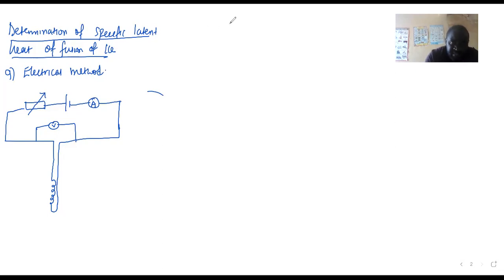So if we are to have this as our ice, if this is the ice, to take on such a shape, placed in a funnel.